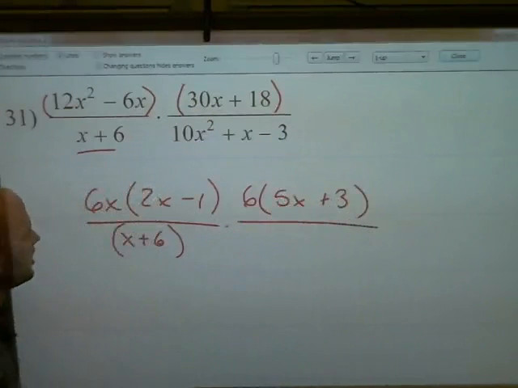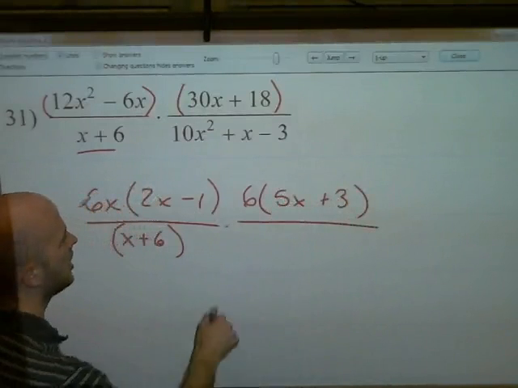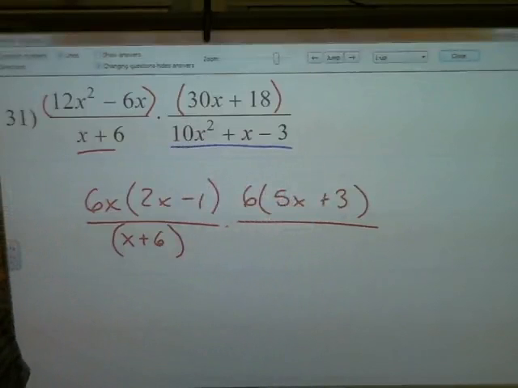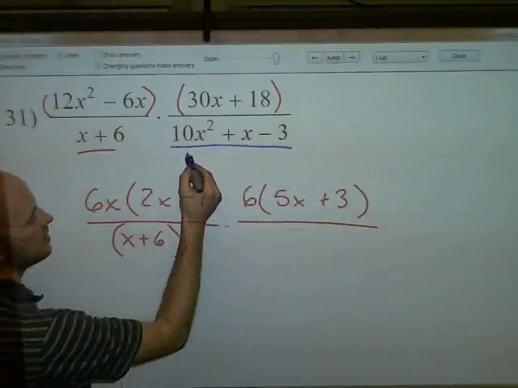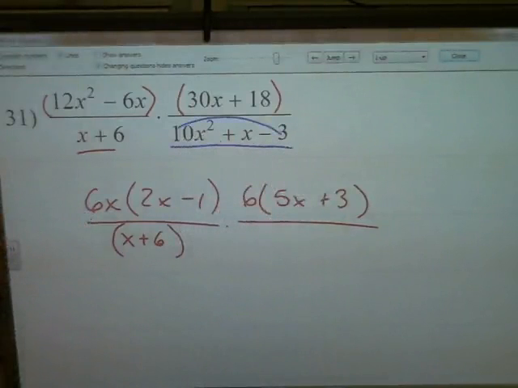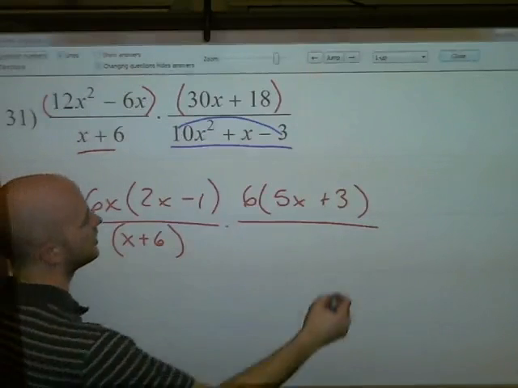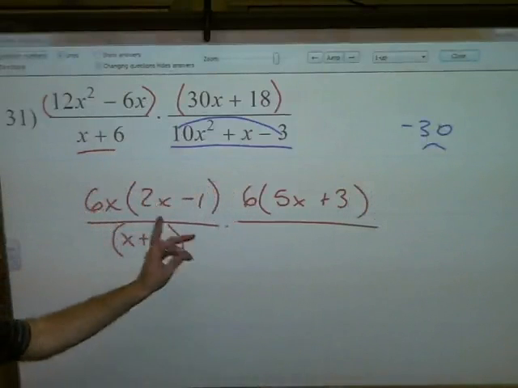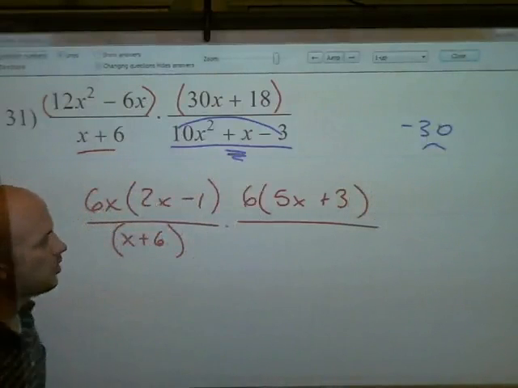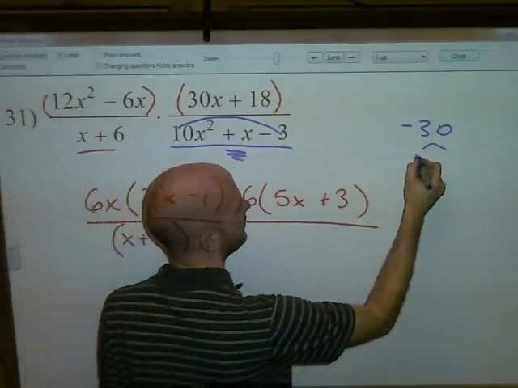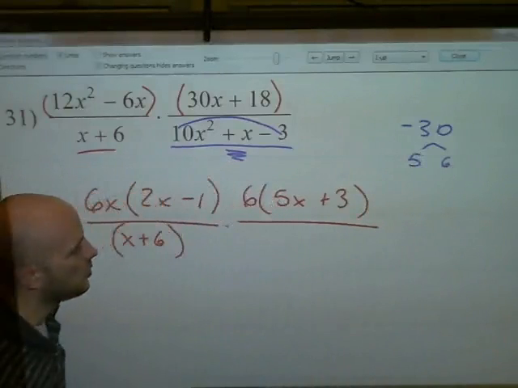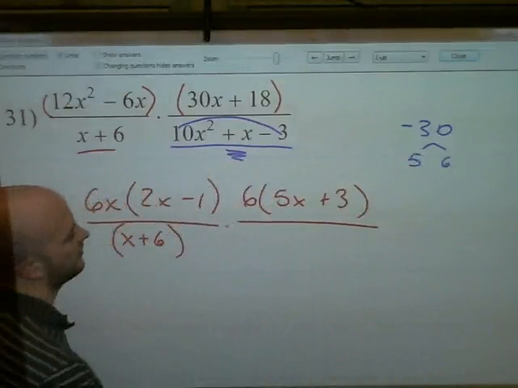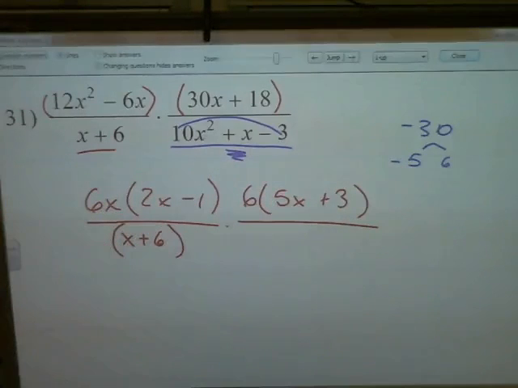Now so far we're not able to cancel anything, and what I'm hoping is going to happen is that this bottom quadratic equation right here is going to factor into something that'll cancel out with either of the things on the top. So I'm going to multiply 10 times negative 3, which is negative 30. I'll need to find two numbers that multiply to negative 30 and add to the positive 1 on the inside, and that would be 5 and 6, and I have to pick one to be negative. In this case we're going to pick 5 to be negative, so they'll add to a positive 1.